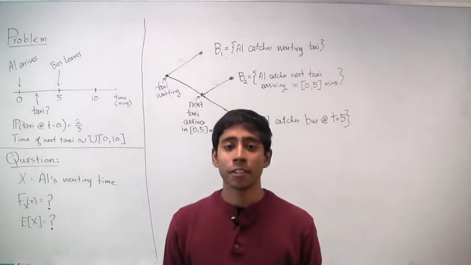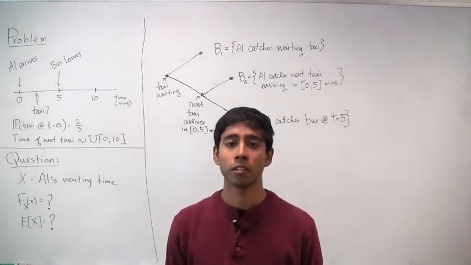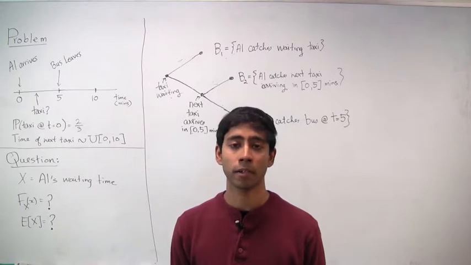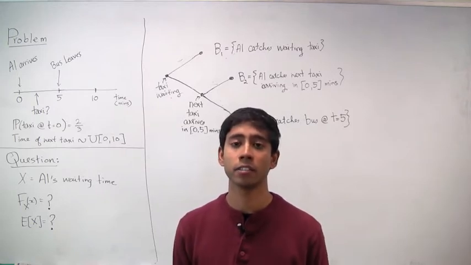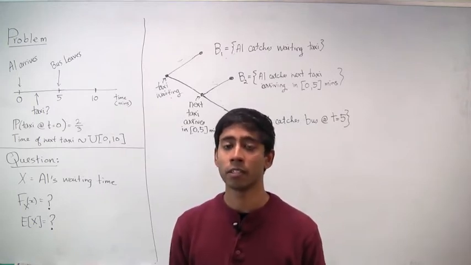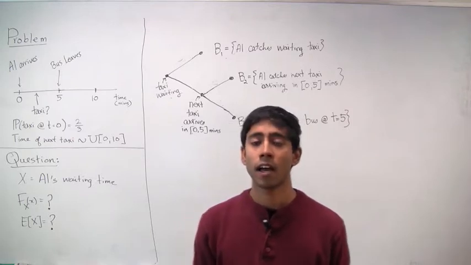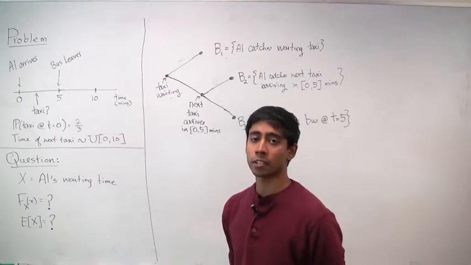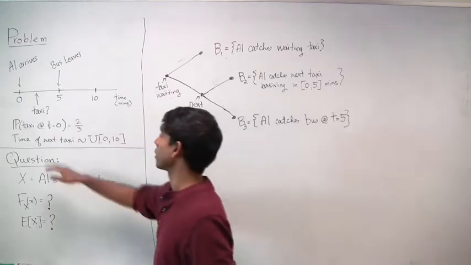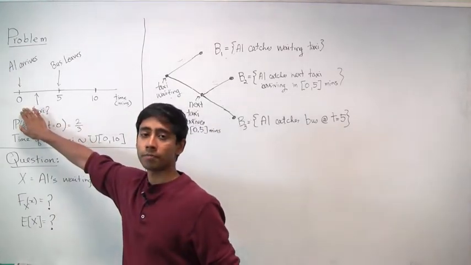Hi, in this video we'll look at an example in which we compute the expectation and cumulative density function of a mixed random variable. The problem is as follows. Al arrives at some bus stand or taxi stand at a given time, let's say time t equals 0.